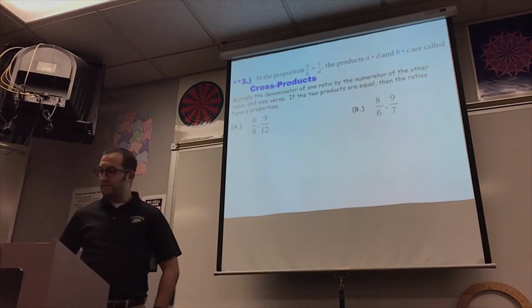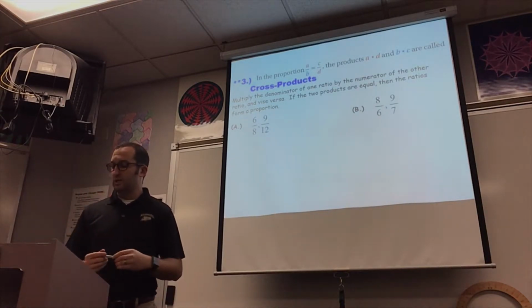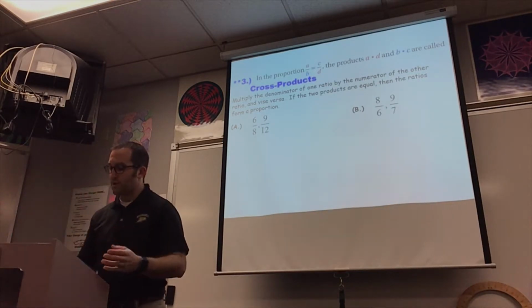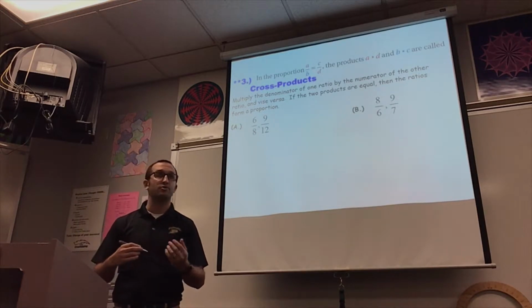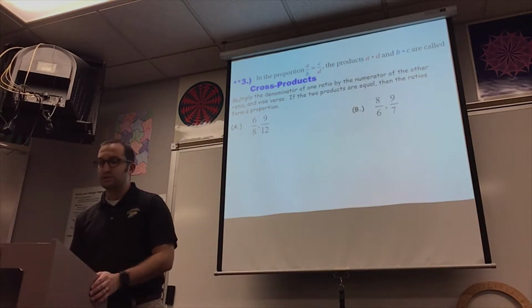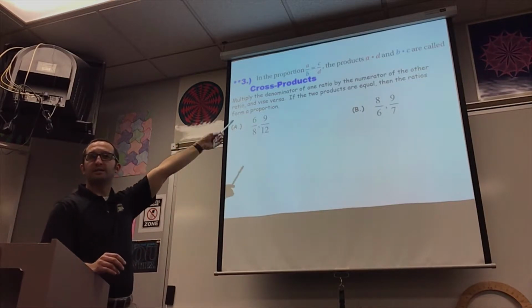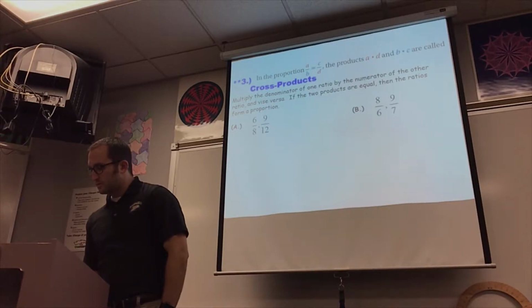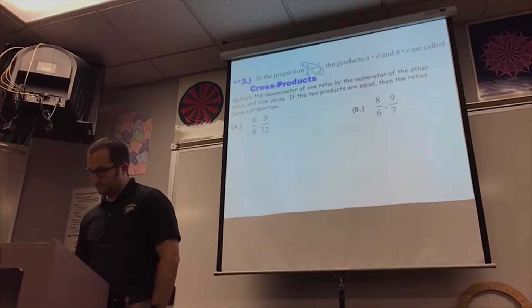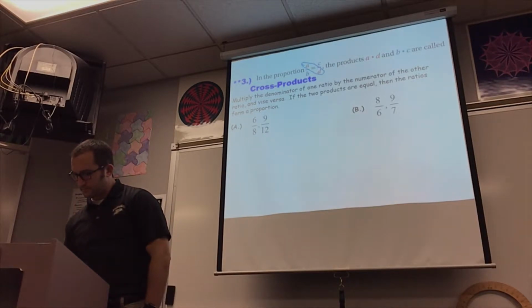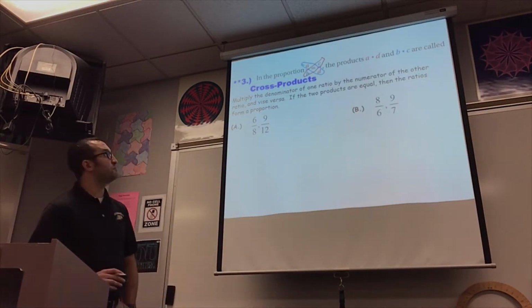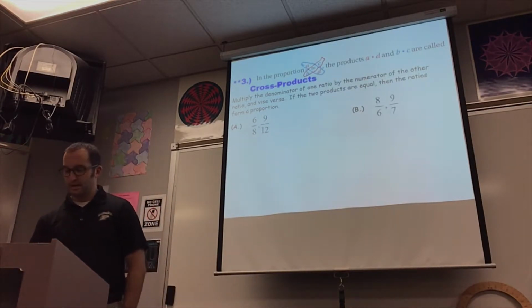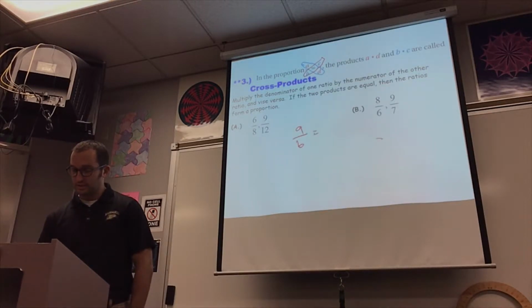All right. The last method is called cross products. So read along with me. In the proportion A over B equals C over D, the products A times D and B times C are called cross products. The way that we look at that is, do you see the two red letters, A times D and B times C? What ends up happening is we do this. And when I multiply those, I'm actually multiplying. So I'm just going to show you this so you guys can see where it comes from.